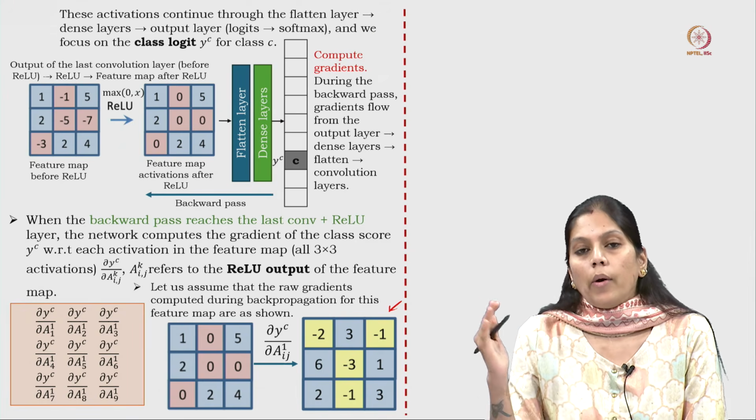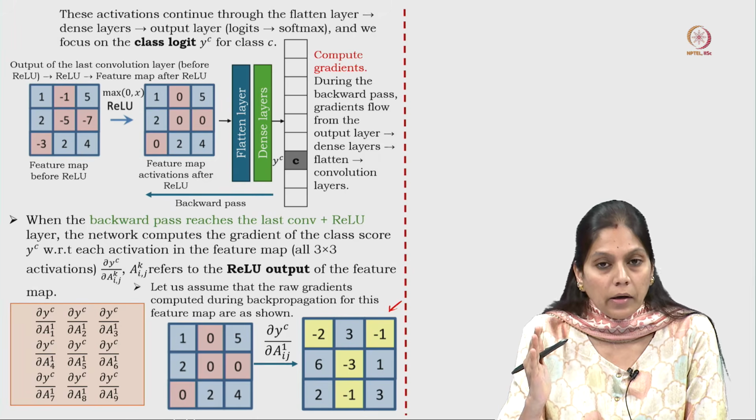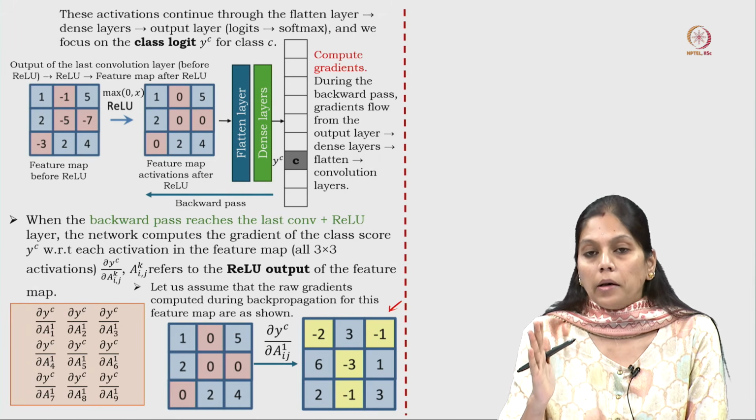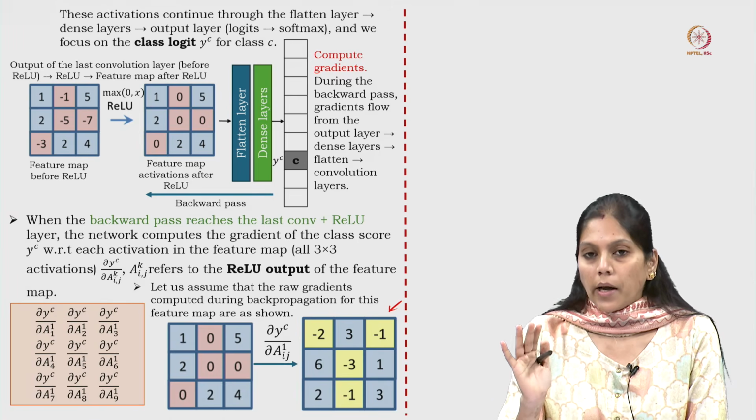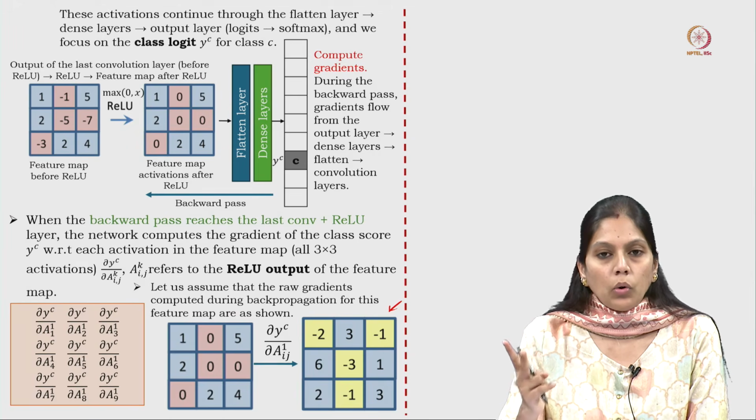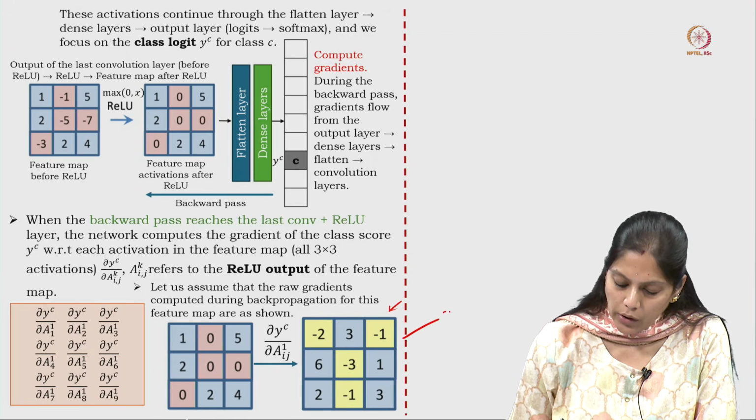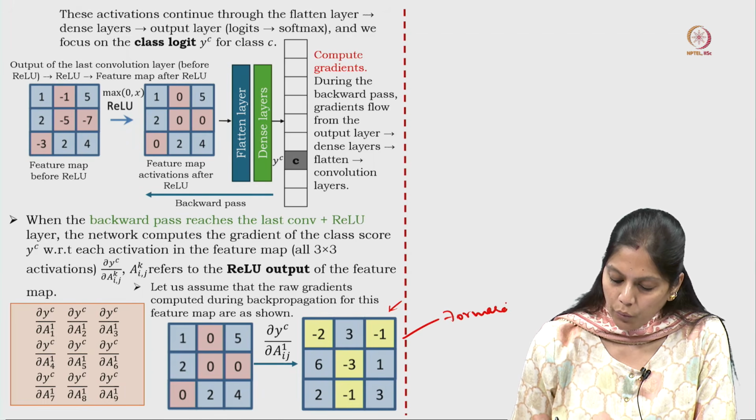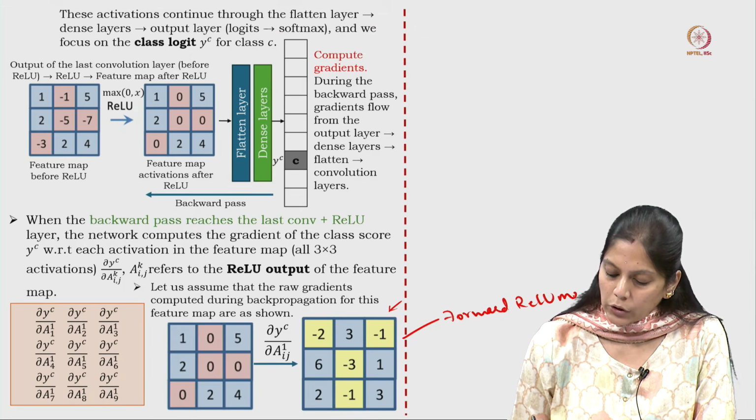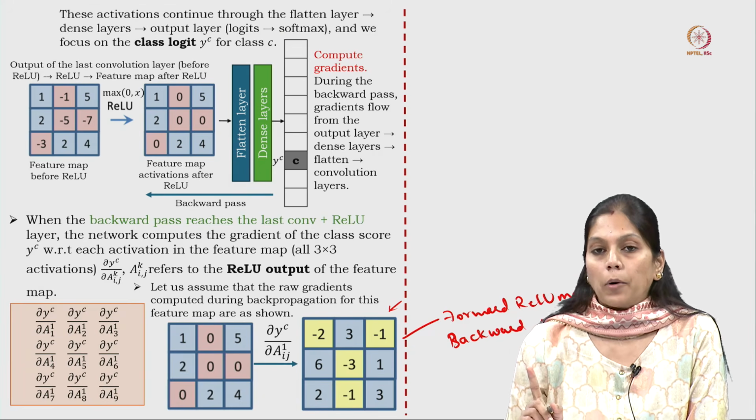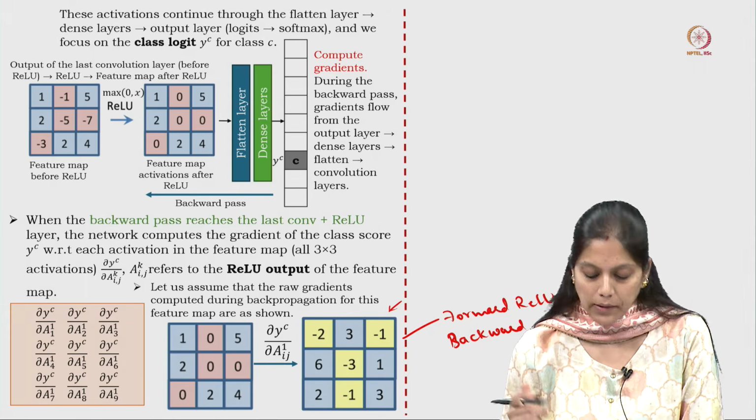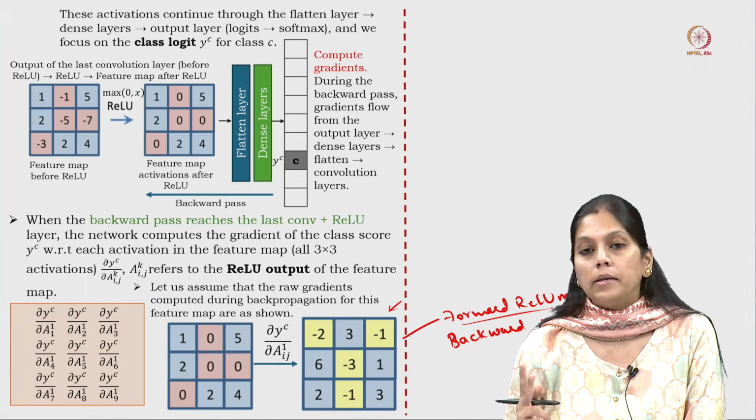So, when the gradients reach the last convolutional layer, this is where guided backpropagation plays its role. What will guided backpropagation do? It is going to compute two things. The first is the forward ReLU mask, and the next is the backward ReLU mask. So, once the gradients are obtained, guided backpropagation computes two things: one is the forward ReLU mask, the second is the backward ReLU mask.